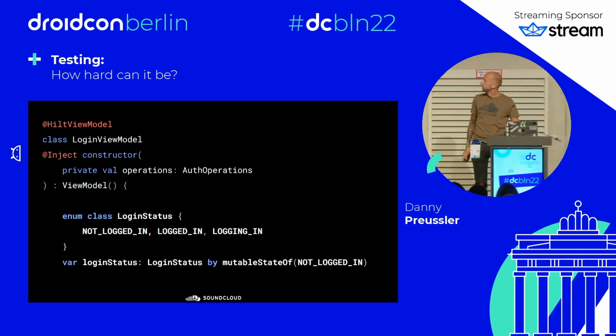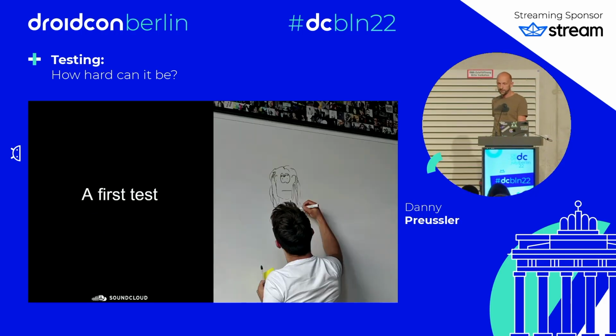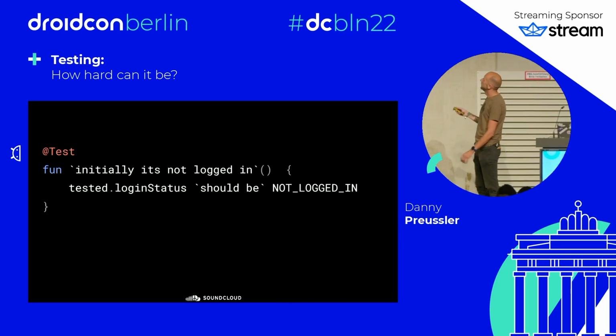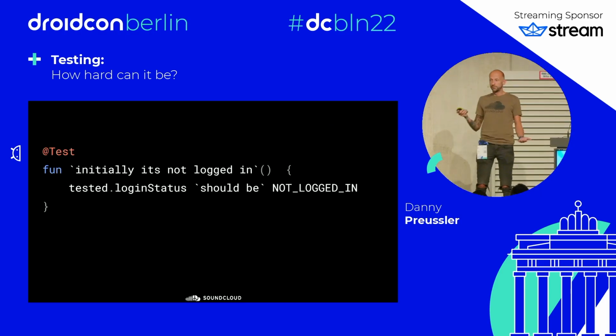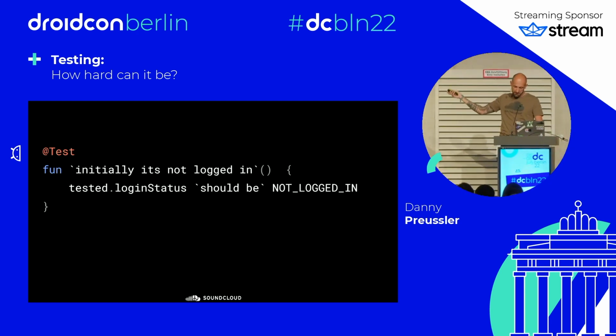And you know what? We can already write a test for this, which is easy because the test is that the initial login status is not logged in. I have my very first test. With TDD, you probably would have even started with this. So very, very simple. So what's next?